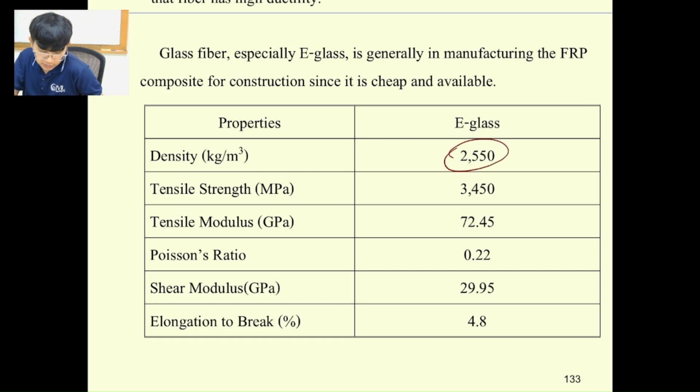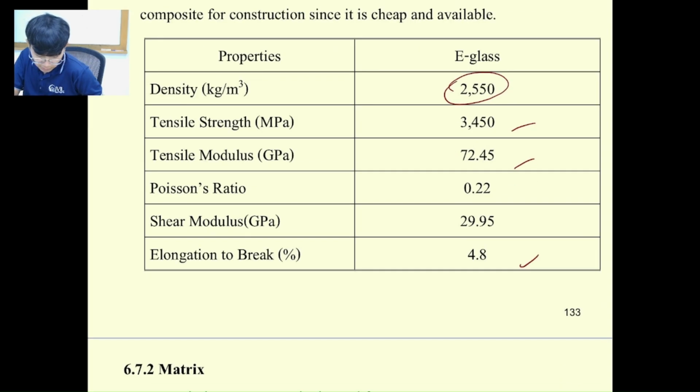We have here densities, tensile strength, tensile modulus, and then Poisson ratio, shear modulus, and the elongation.